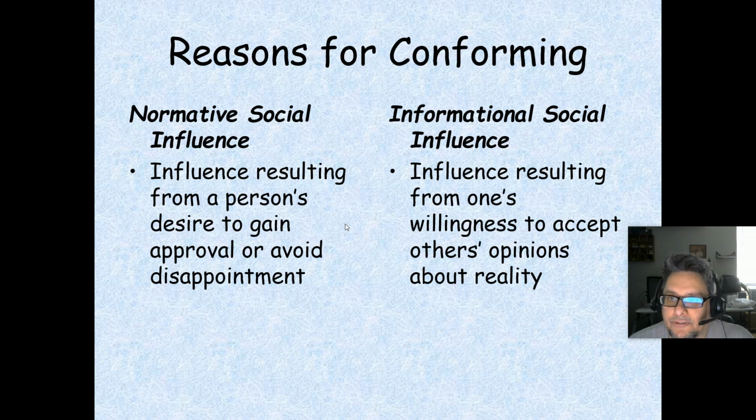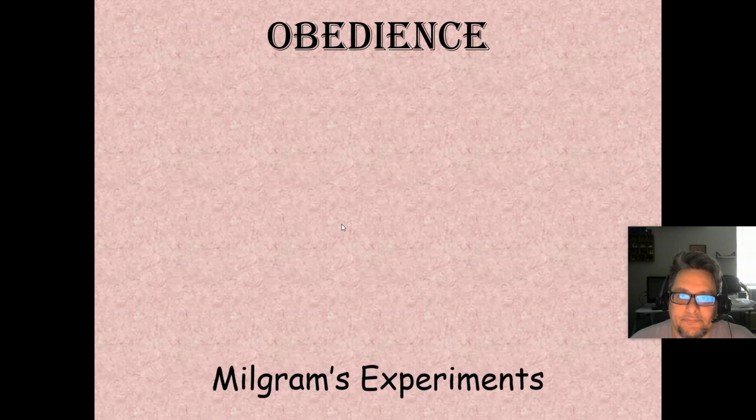Informational social influence. This is your willingness to accept others' opinions about reality. So remember, the mind is limited. It's going to take any shortcut it can. So it's going to look at the information that comes in, say, do I believe that person? And then go with their opinion if you respect them.